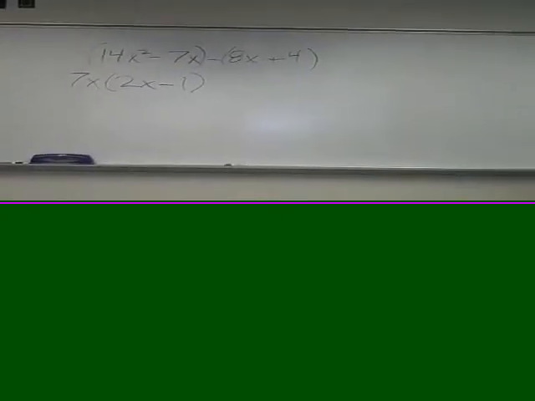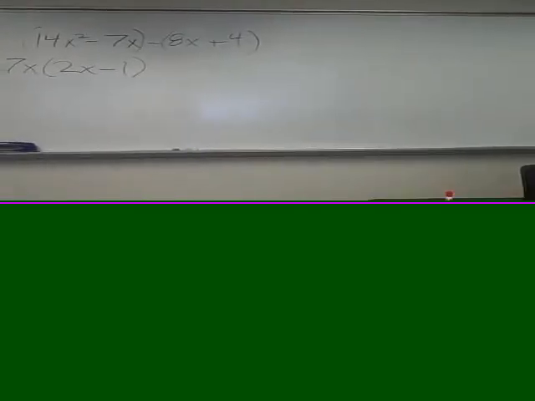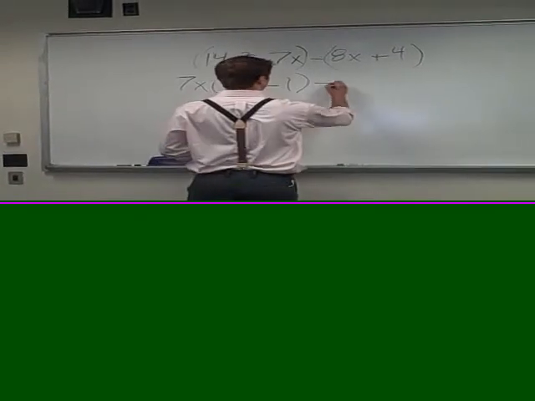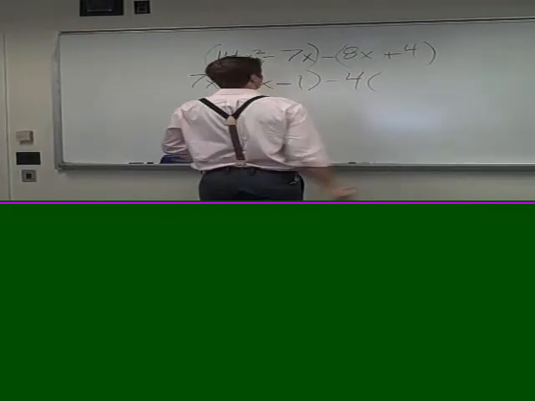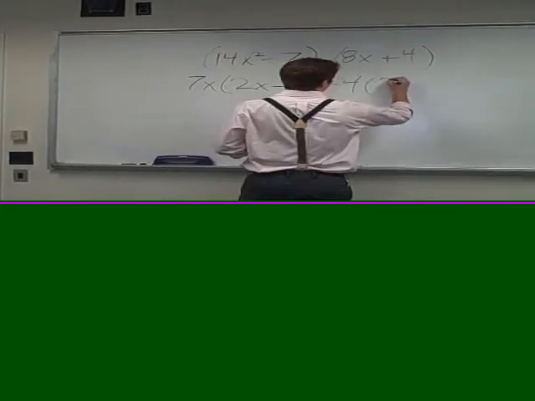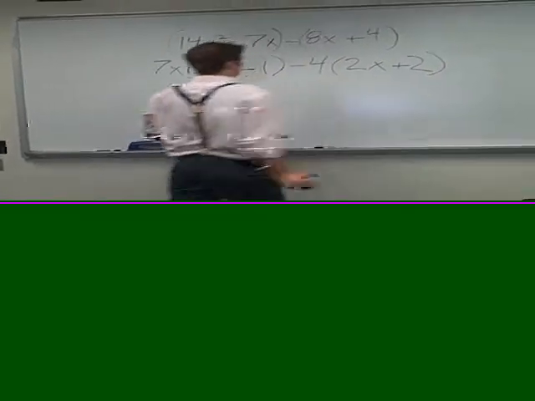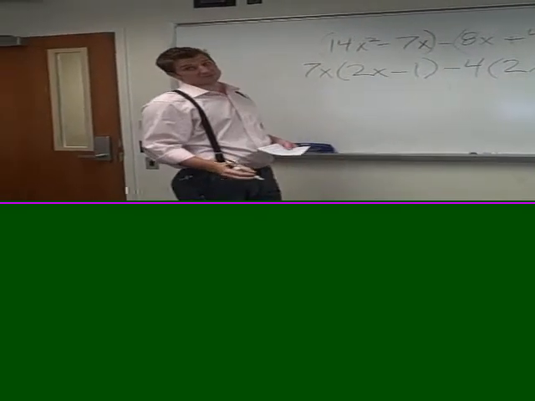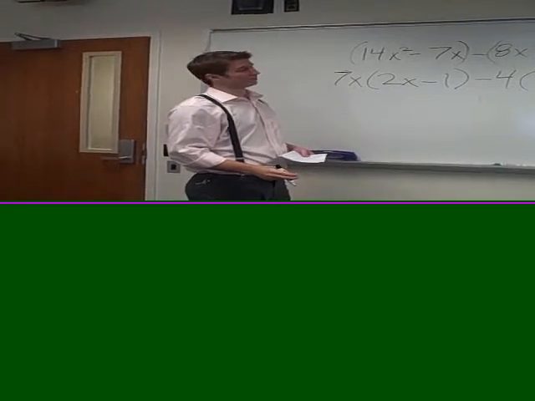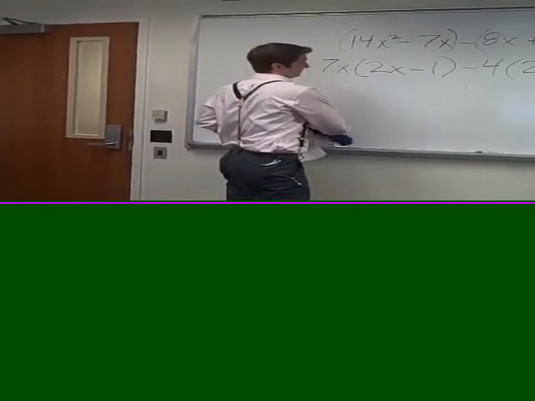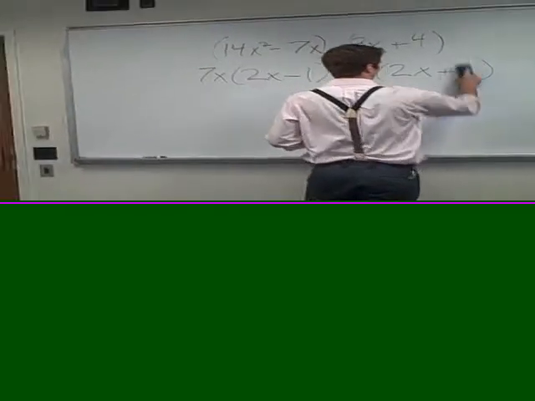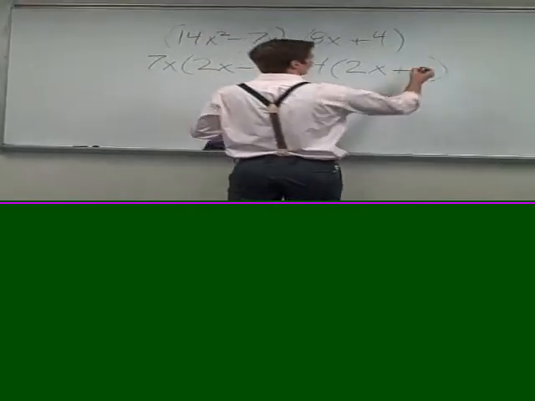Okay. What about the second part of this polynomial? What's the greatest common factor there? 4. Okay, so what's left when we take the 4 out? 2x plus 1. Sorry, plus 1. Which is it? 2x plus 1, because 4 divided by 4 is 1. Sorry, it's because I'm sleepy.